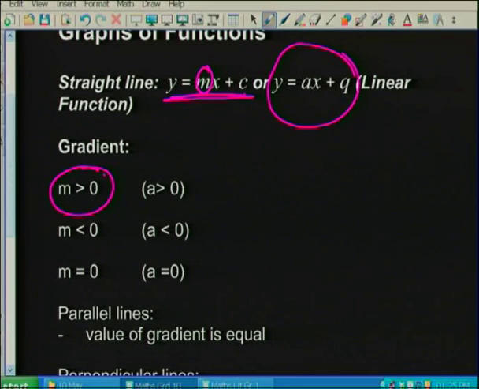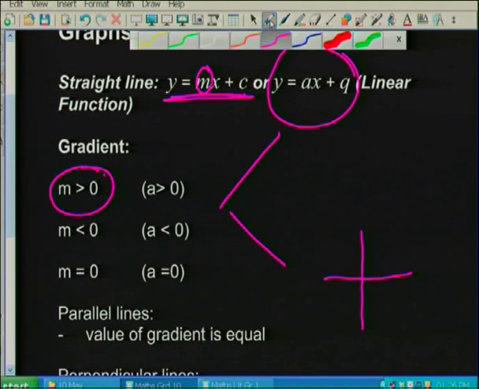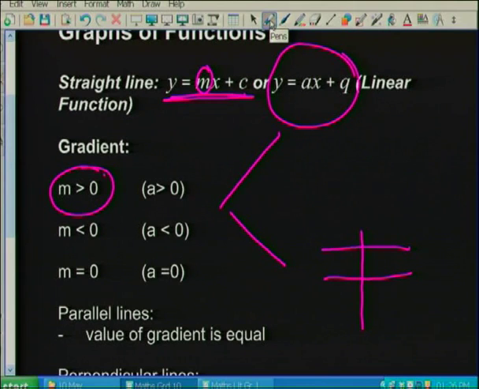So, if m is greater than 0, your graph will run uphill from left to right. If m is less than 0, in other words, we have a negative gradient, your graph will run downhill from left to right. If m is equal to 0, your graph will be parallel to the x-axis, like so. Okay?